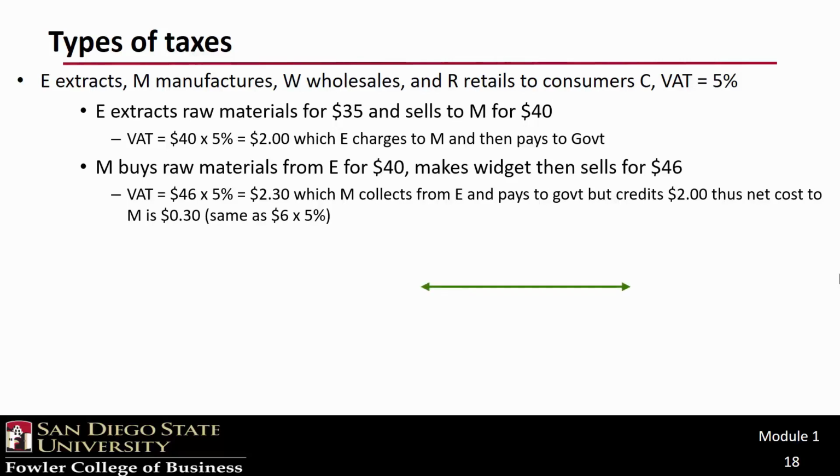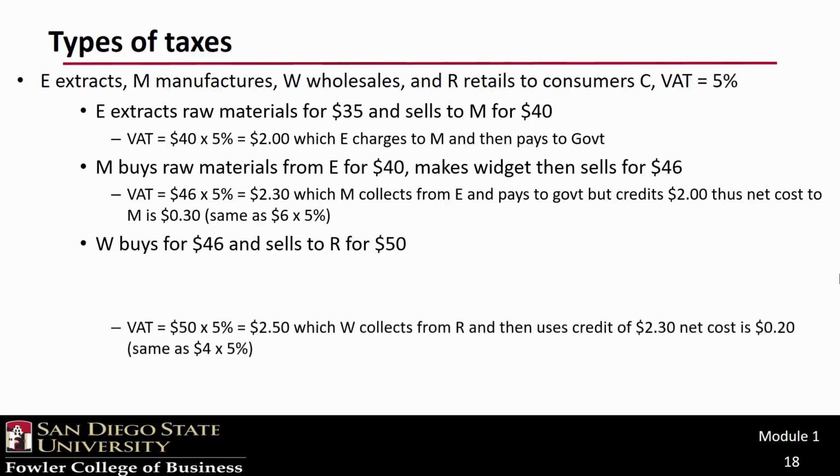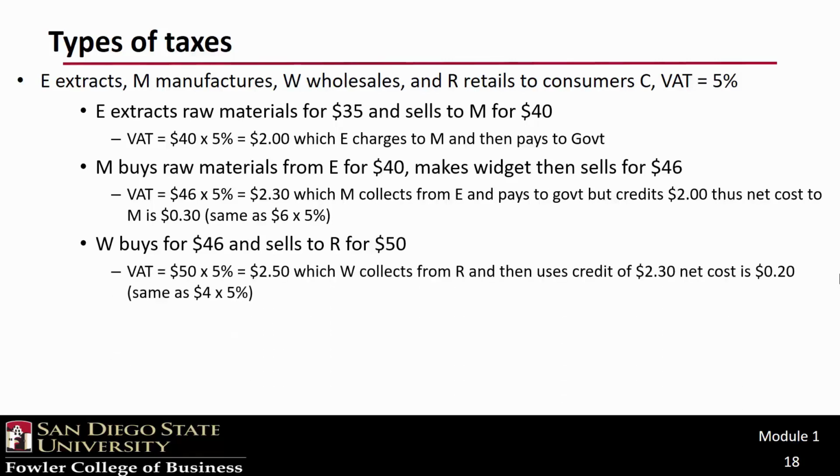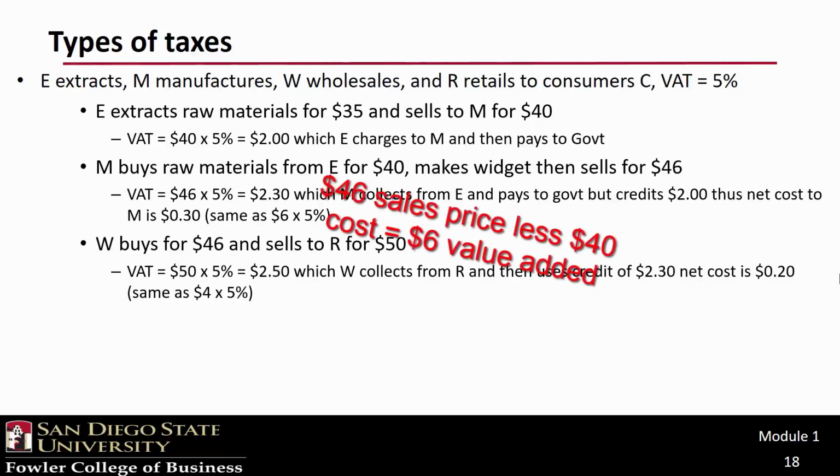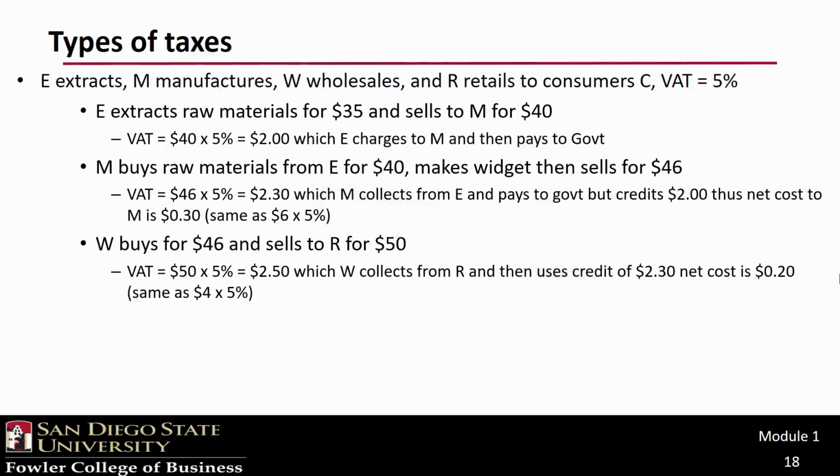times 5%. The wholesaler now sells the product to a retailer for $50. The VAT now equals $50 times 5%, or $2.50, which W collects from R, and then uses the credit of $2.30, making the net cost 20 cents, same as the additional $4 times 5%.